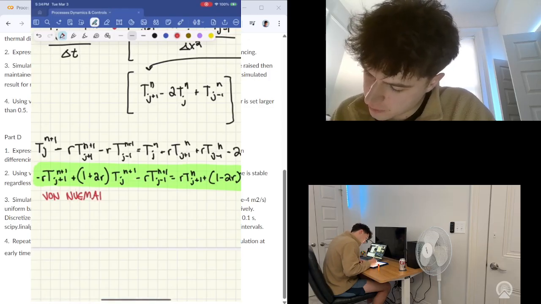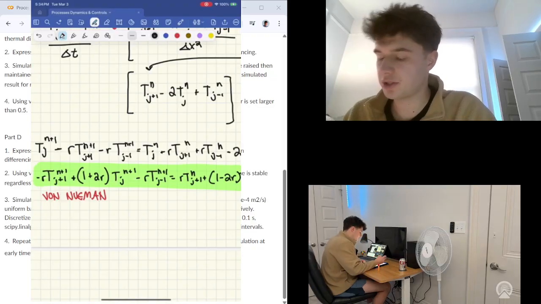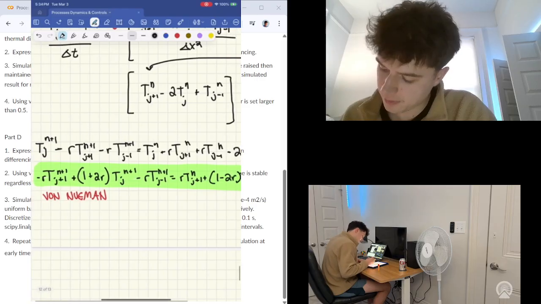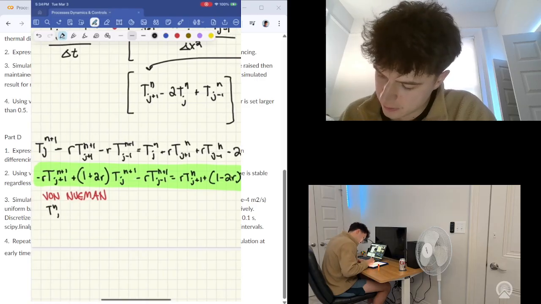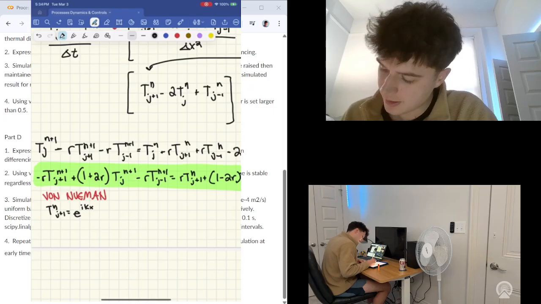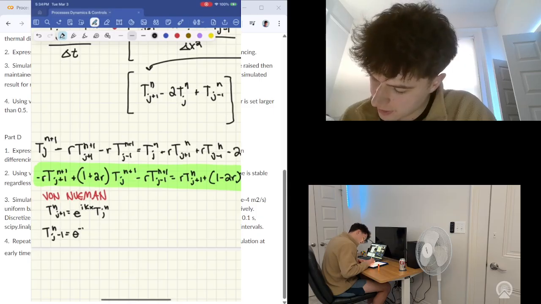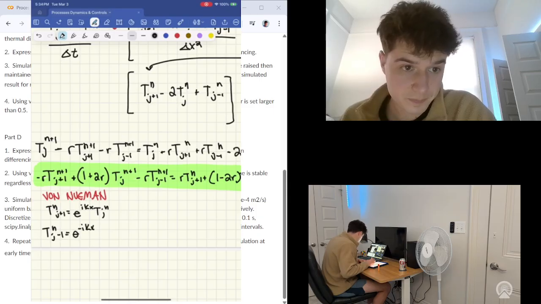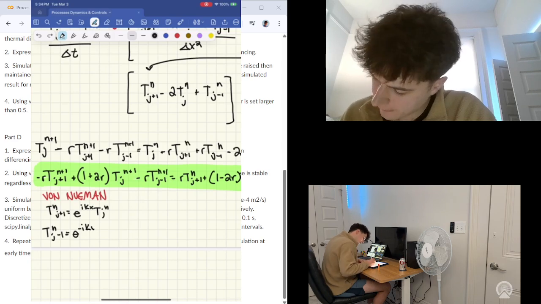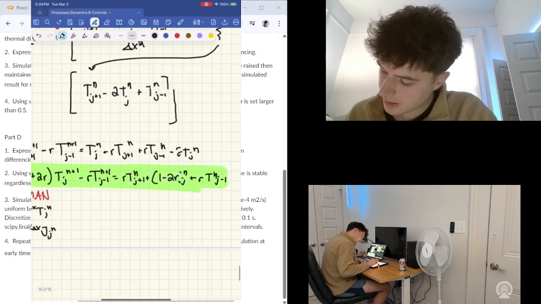We need to use this to create an equation for all of our different temperature terms. That's going to start with T_j^(n+1) equals, like we did previously with these e's, very similar, e^(ikx) T_j^n. Now I also have one where it's minus 1, and the difference in this is the negative ikx times T_j^n.